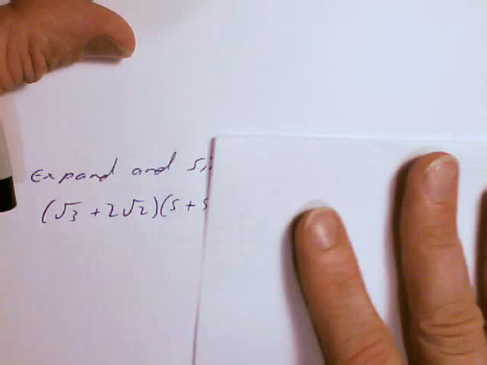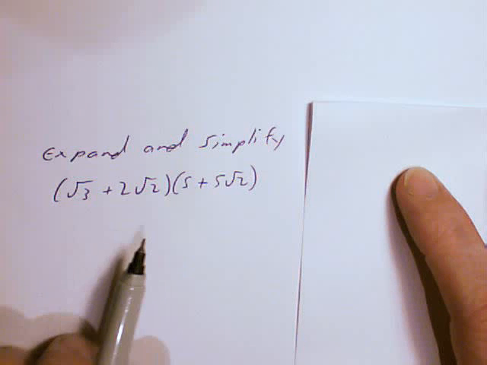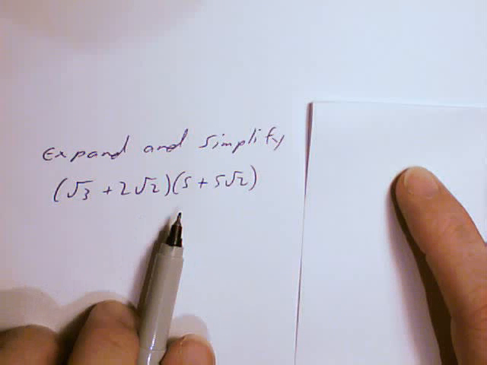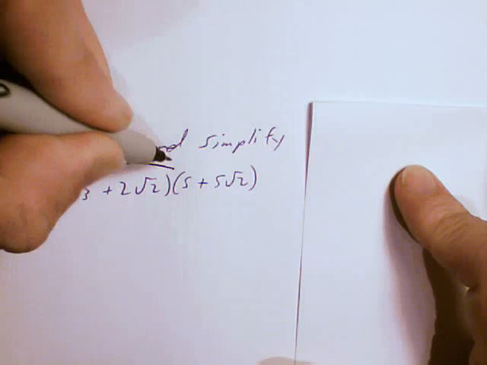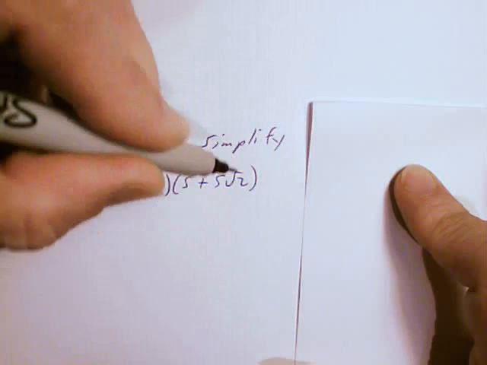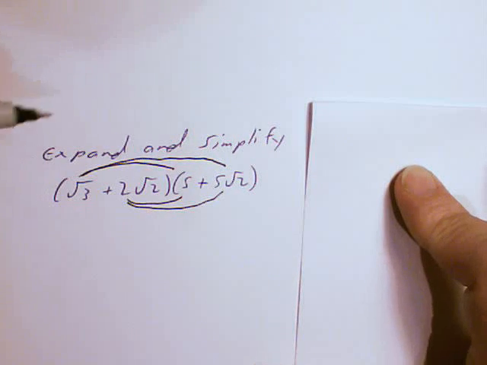Let's look at multiplying two binomials. I have root 3 plus 2 root 2 times 5 plus 5 root 2. I'm just going to FOIL it. Every term touches every term once. So now I'll just multiply the terms.